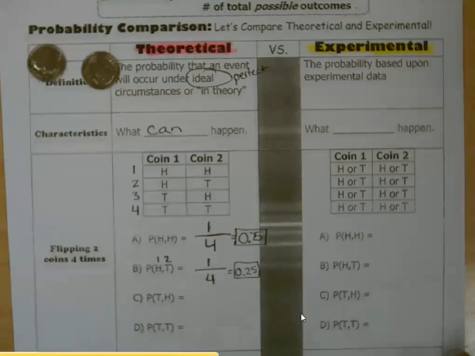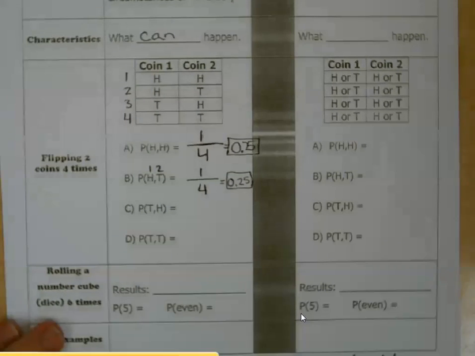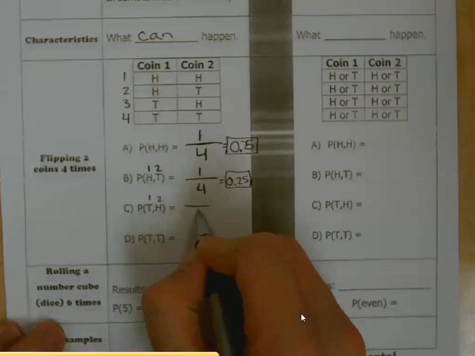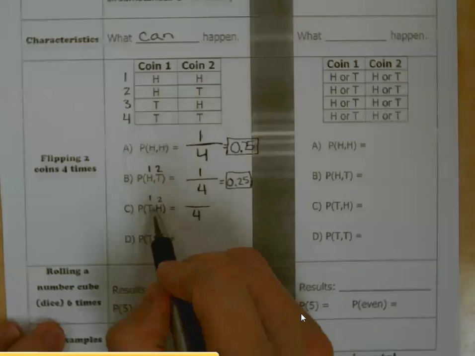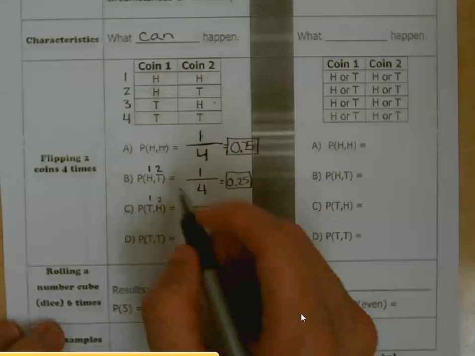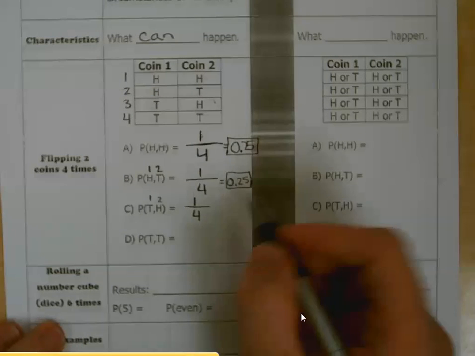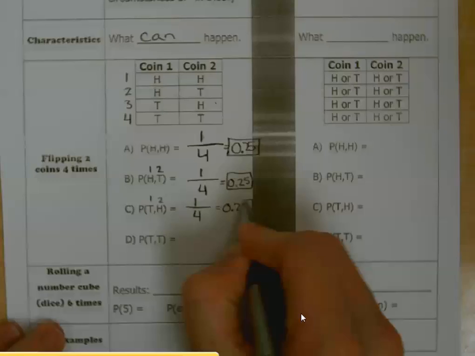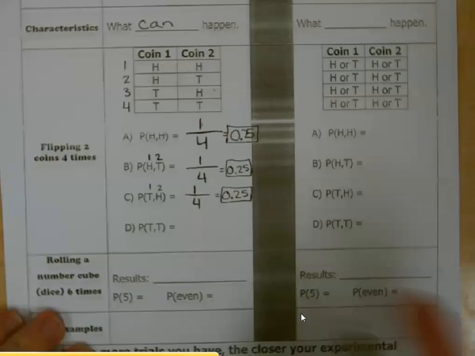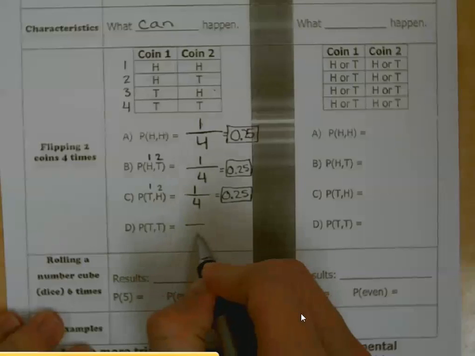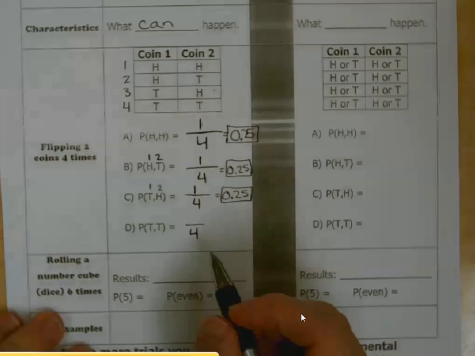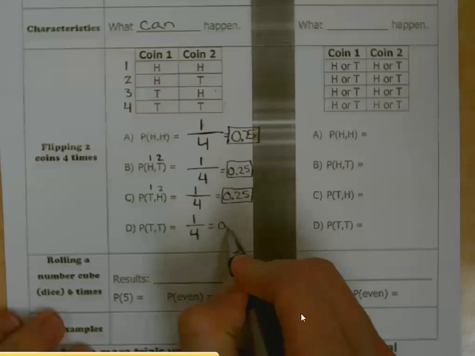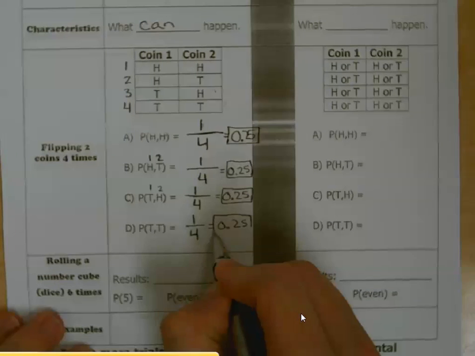Excellent. Moving on, we've got the probability that you will flip tails on the first coin and heads on the second coin. Our possible number of outcomes is still 4, and only one of them is first coin tails, second coin heads. So our probability stays the same. Finally, what's the probability that we get 2 tails? Well, as I've said before, there are still only 4 possible outcomes, and only one of them is tails, tails. So that gives us a final probability of 1/4, or 0.25.